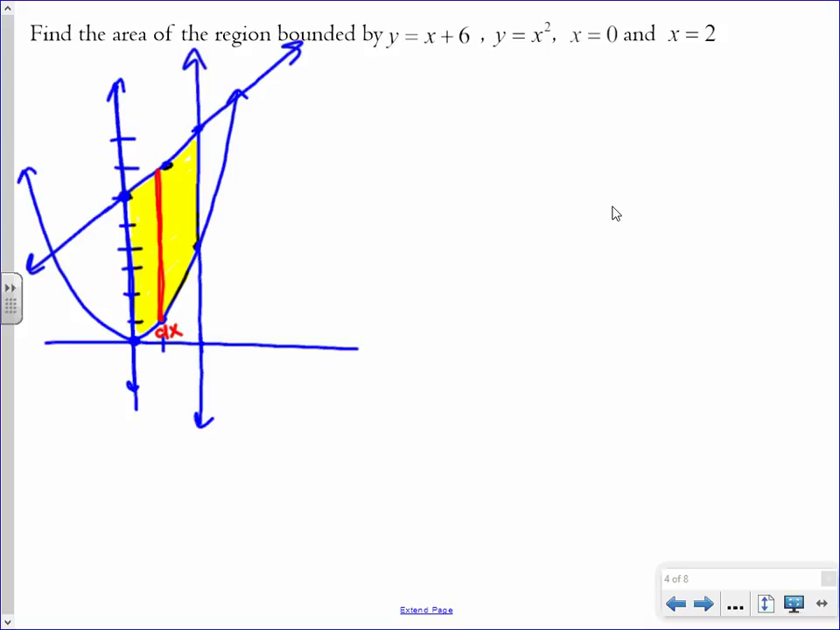Now, it's pretty obvious to us which one's the line and which one's the parabola, but in the case where you have two parabolas, it may be beneficial for you to also label your equations, like labeling that this is y equals x plus 6, and labeling that this is y equals x squared. Okay?